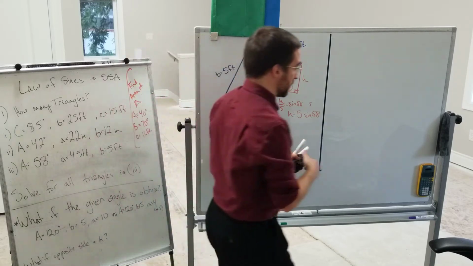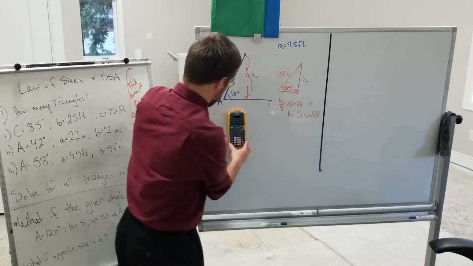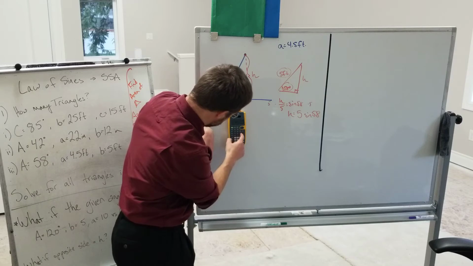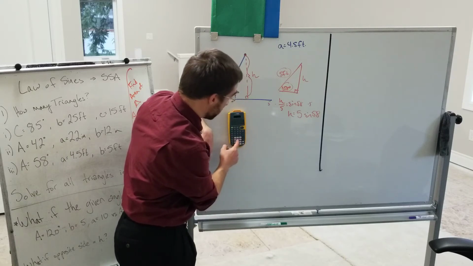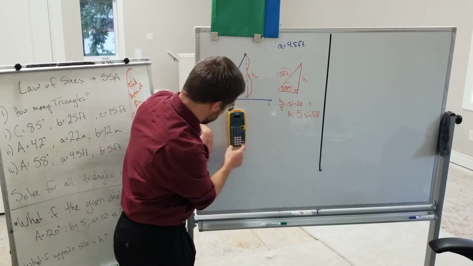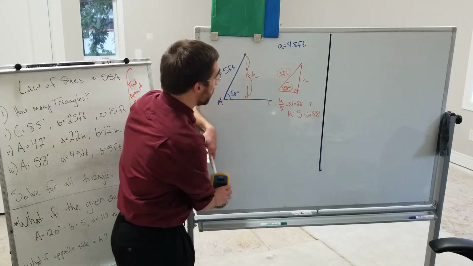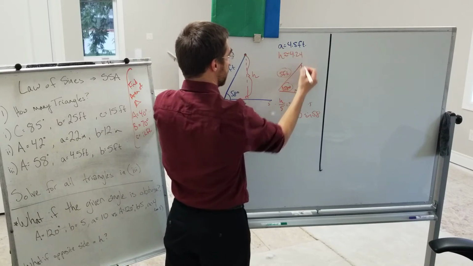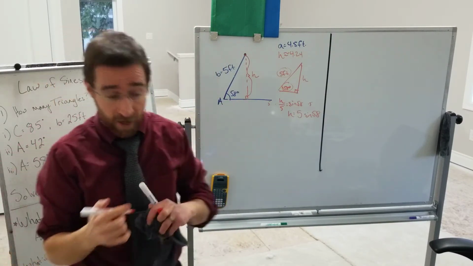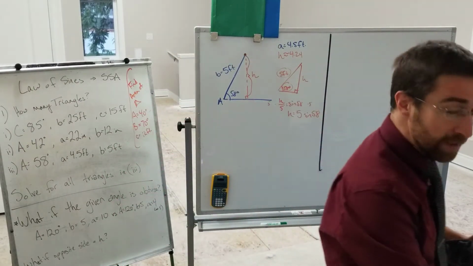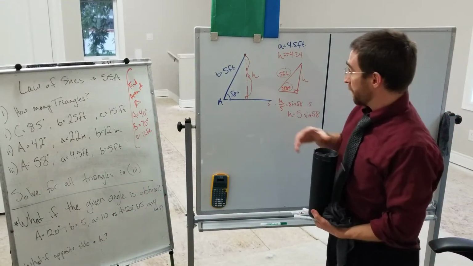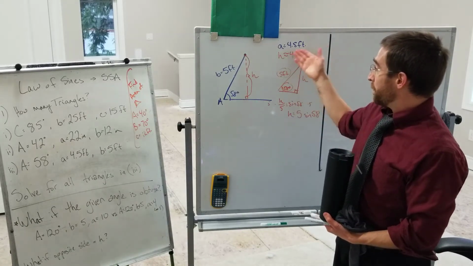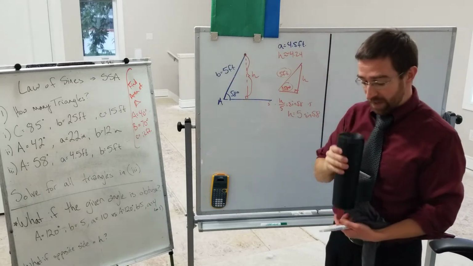So 5 sine 58. Put that in our calculator. 5 sine 58, click, is 4.24. So h is about 4.24. So in this case, this side that's opposite the angle is bigger than the height, so if I dropped it straight down, it would go below this angle. But it's shorter than this side.